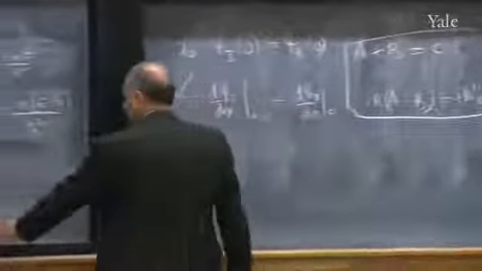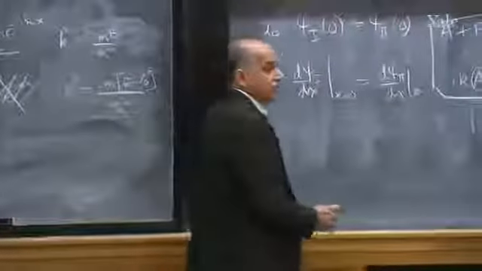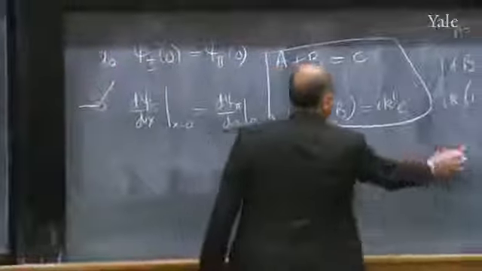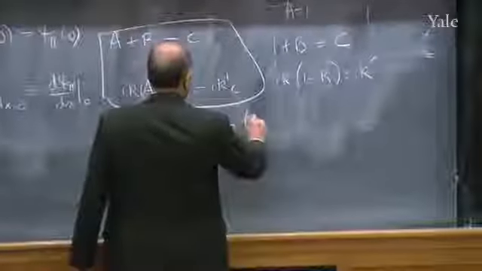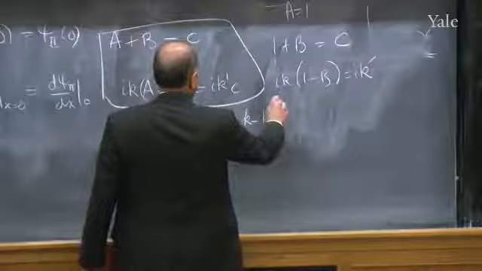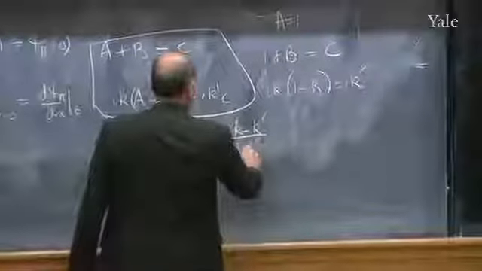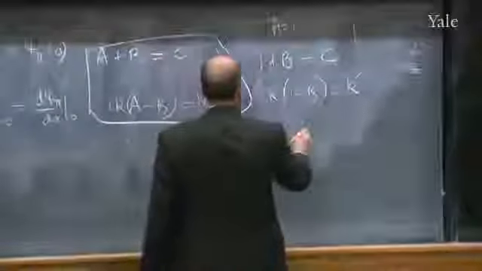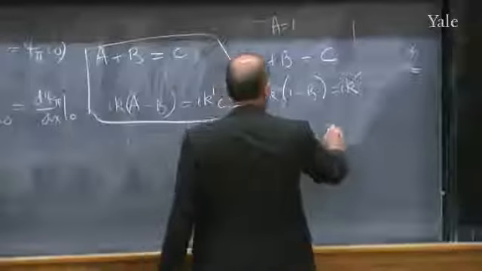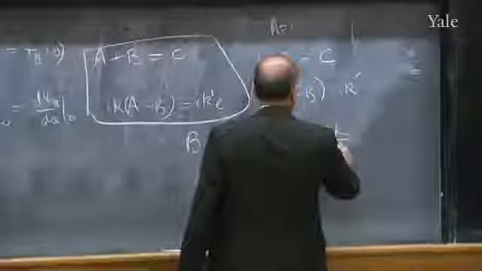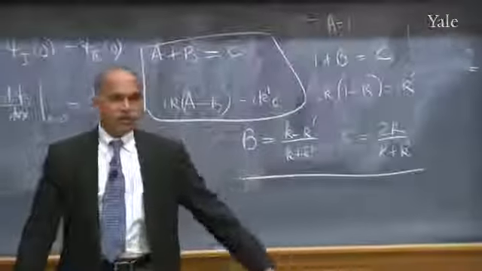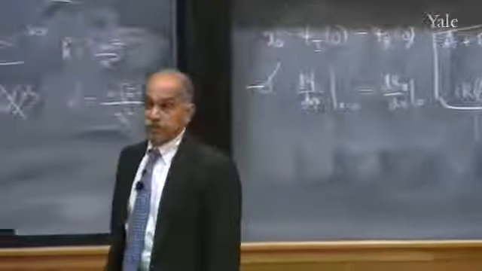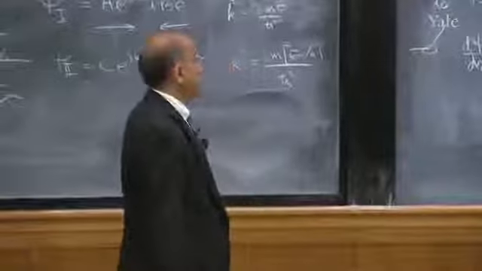Now, of course, you can solve for b and you can solve for c. And I'm not going to do that here. It's very easy. You're going to find b is equal to (k minus k prime) over (k plus k prime). You're going to find c is equal to 2k over (k plus k prime). That's simple algebra of simultaneous equations. But I want you to look at the answer.